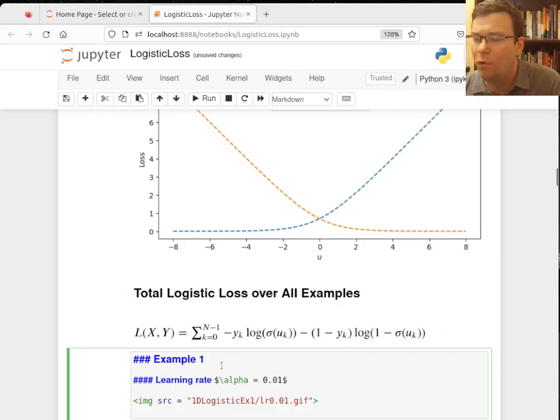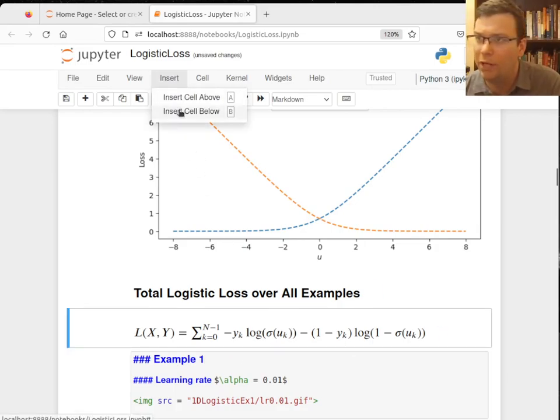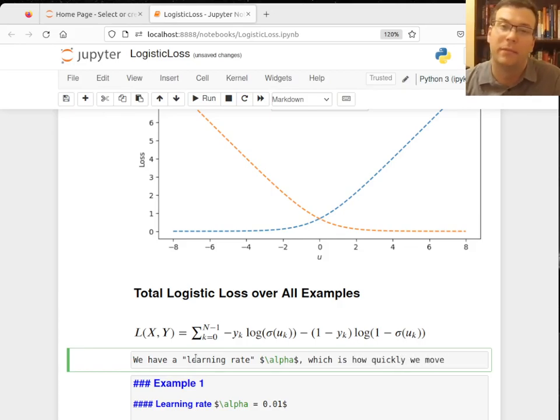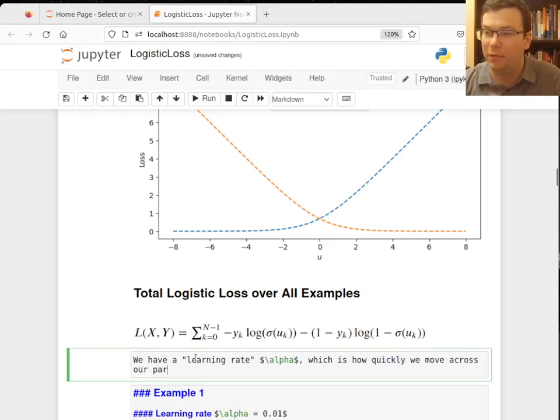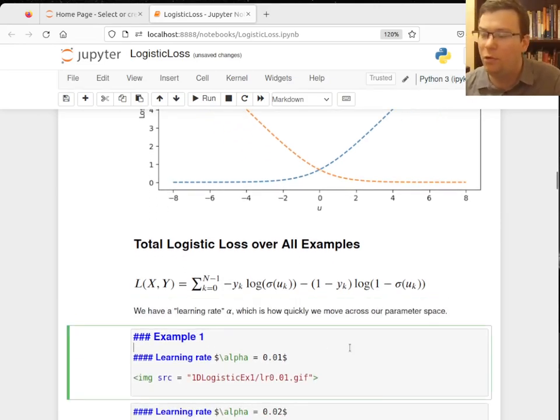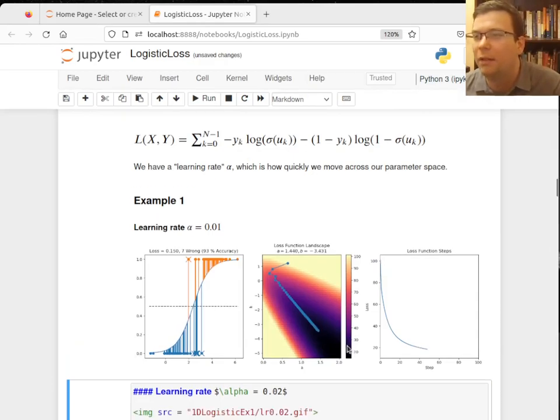Okay, so one thing we have to be aware of is something called a learning rate. So we have a learning rate, alpha, which is how quickly we move across our parameter space. So we're going to jump from one location in our parameter space to the next, and alpha controls how quickly we jump. So let me show an example here. And actually, let's wait for this to reset in a moment. So actually, okay, this looks like it did pretty well.